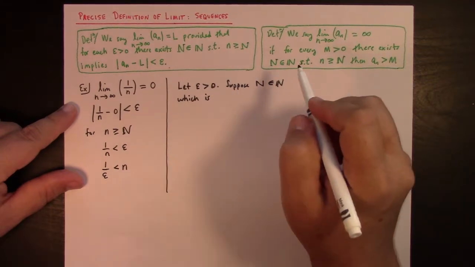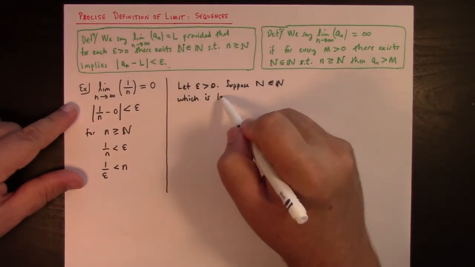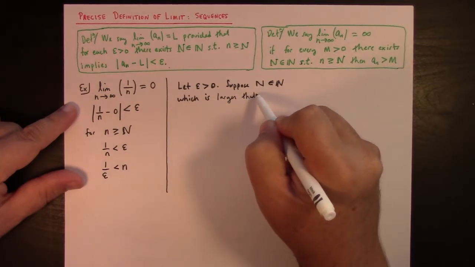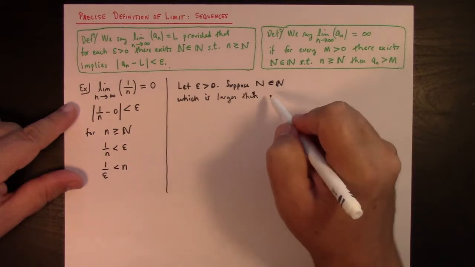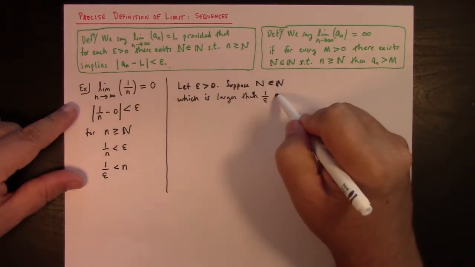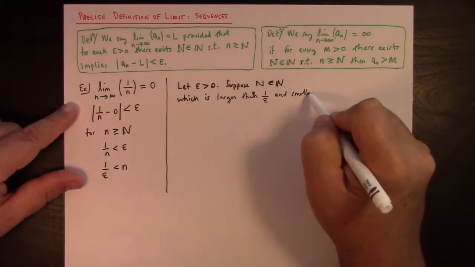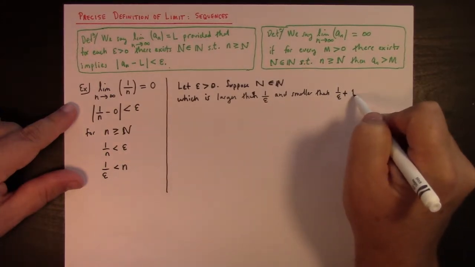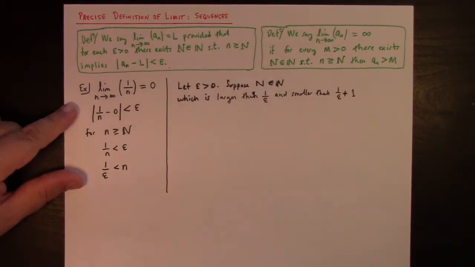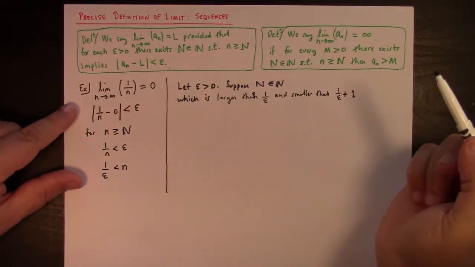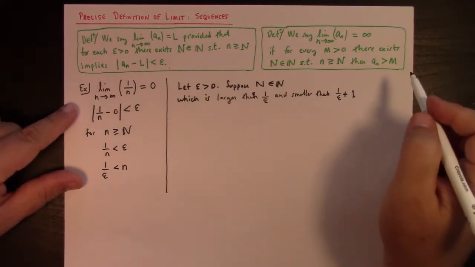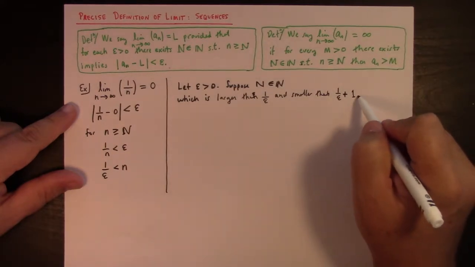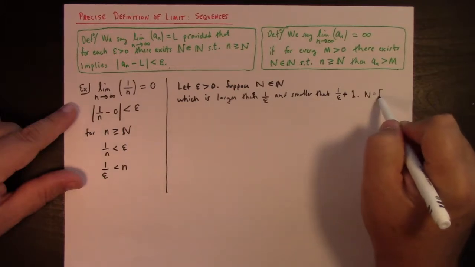which is larger than 1 over epsilon and smaller than 1 over epsilon plus 1, just to make it precise. So like if epsilon is a third, then my N would be 4. In fact, if epsilon is small at all, N is going to be large. I believe this is the so-called ceiling function, right? So I'm letting N equal the next integer bigger than 1 over epsilon.